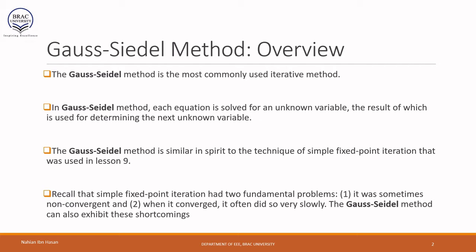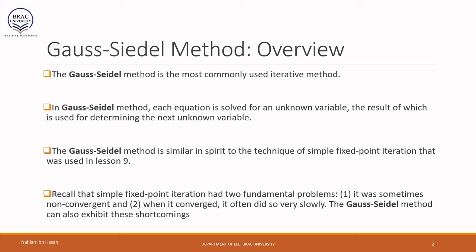The Gauss-Seidel method is very similar to the method that we covered in lesson 9, which is simple fixed point iteration. If you remember, simple fixed point iteration in lesson 9 was used to find the roots of equations, and we converted the original equations into an iterative form. At one iteration we determine an approximation of the original root. Then in the next iteration we use this value as the initial point. That's how we used fixed point iteration in this iterative approach.